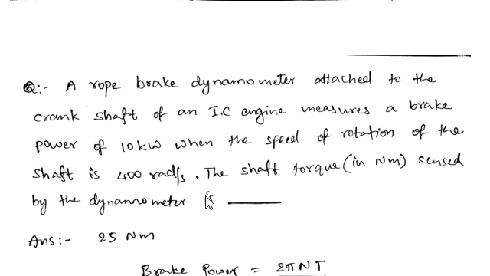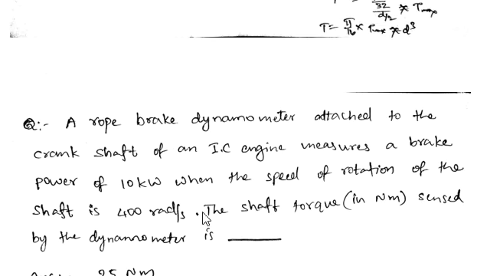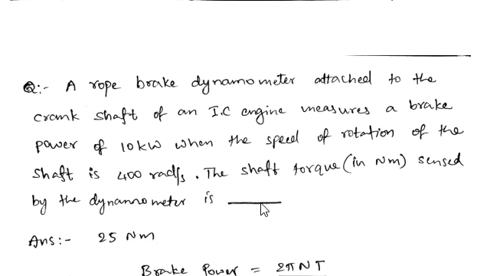So here if you see, a rope brake dynamometer is attached to an IC engine. The engine power of 10 kilowatts is given, and the shaft rotation is given in radians per second, that is 400 radians per second. And here we have to find out the shaft torque value, and here the answer is 25 Newton meter.